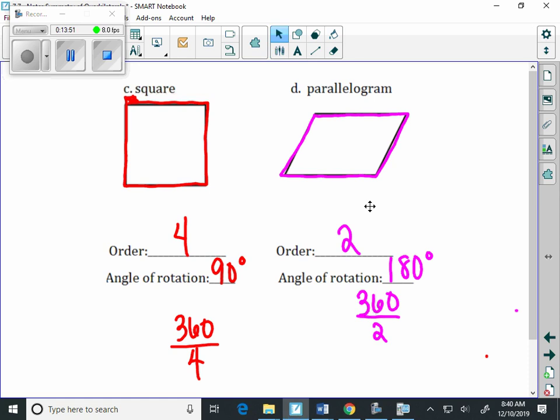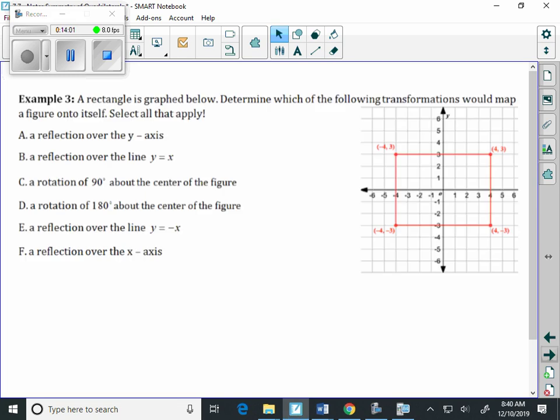So there's the basics of the line symmetry and the rotational symmetry. Not a new concept for us. But let's look at some OST type questions here on the back. The first one says, a rectangle is graphed beside there. Determine which of the following transformations would map the figure onto itself. And select all that apply.